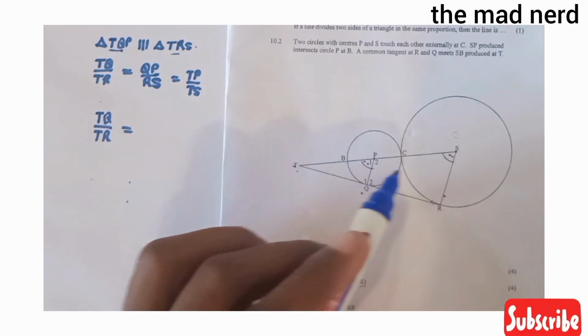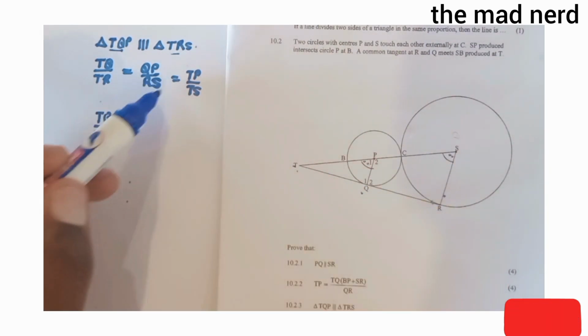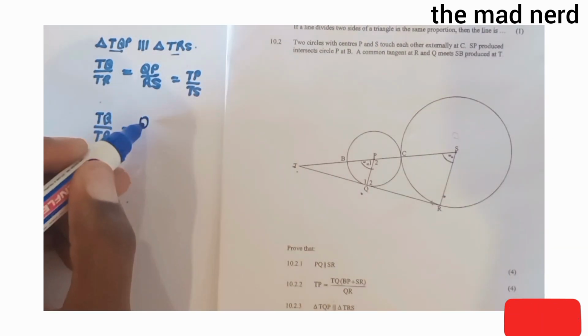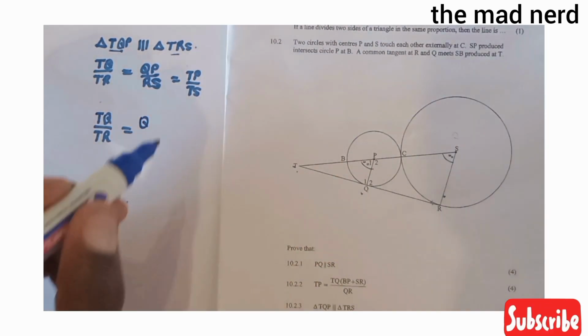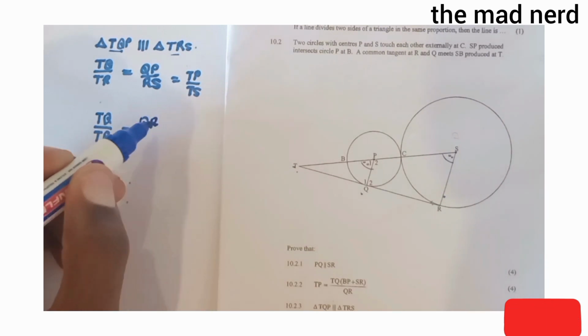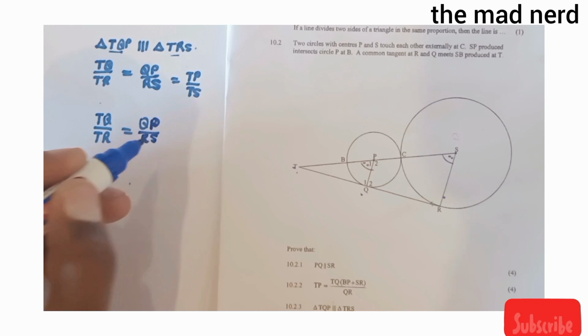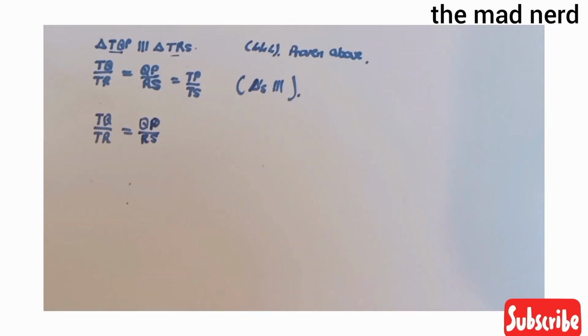SR is equal to CS. We can see that we have RS, and then we have QP over there. So now it means that the one that can give us the final answer over there is QP over RS.